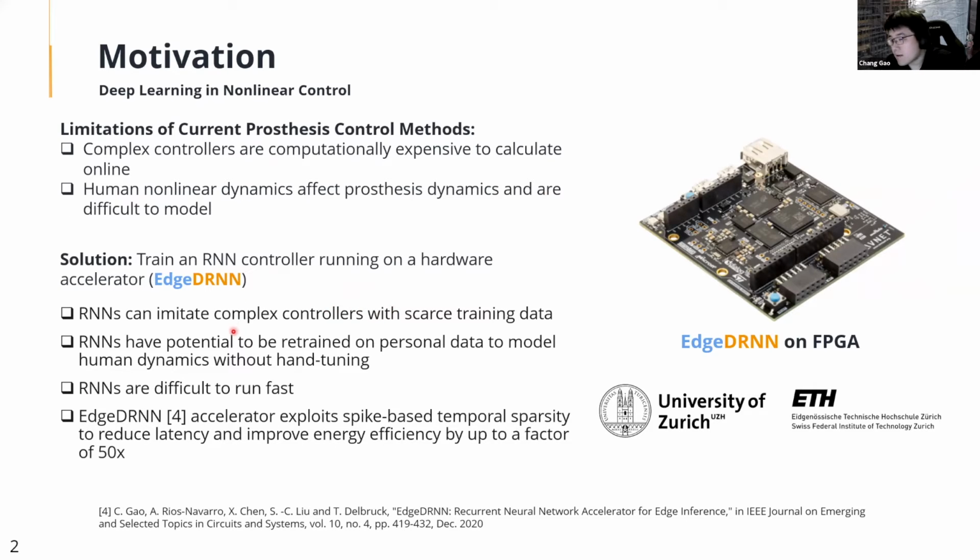So why do we want to use RNNs? RNNs can imitate complex controllers with scarce training data. RNNs also have potential to be retrained on personal data to model human dynamics without hand tuning. However, RNNs are difficult to run fast. That's why we need a hardware accelerator to realize that. The EdgeDRNN accelerator exploits spike-based temporal sparsity to reduce latency and improve energy efficiency by up to a factor of 50 times.